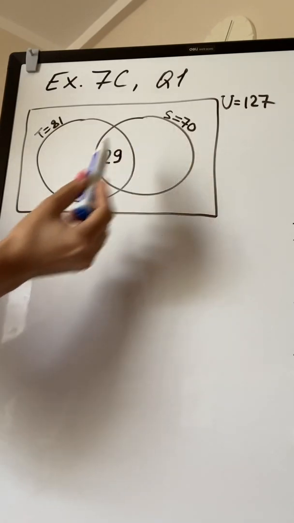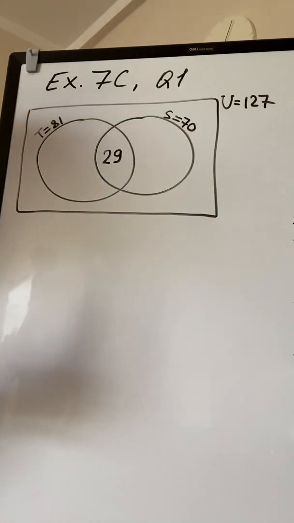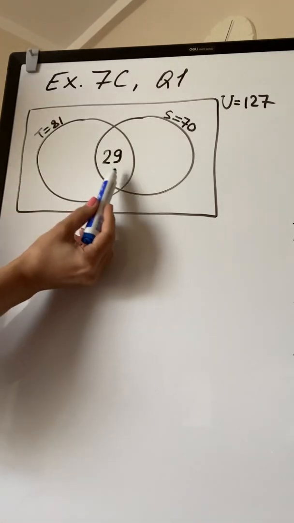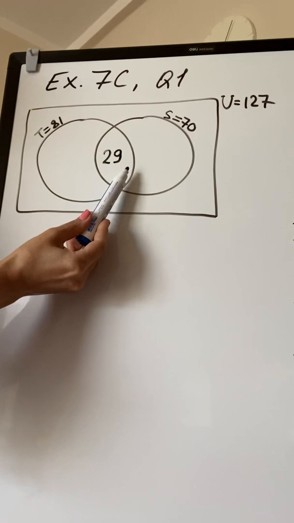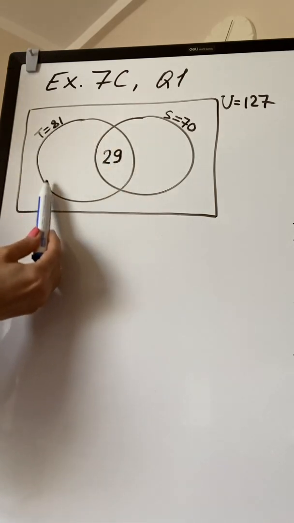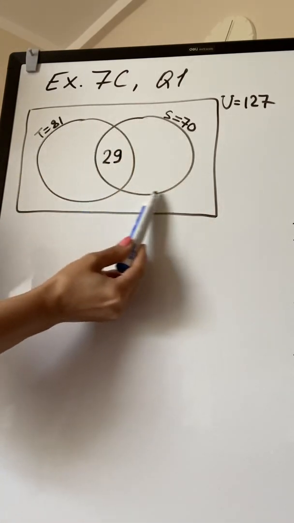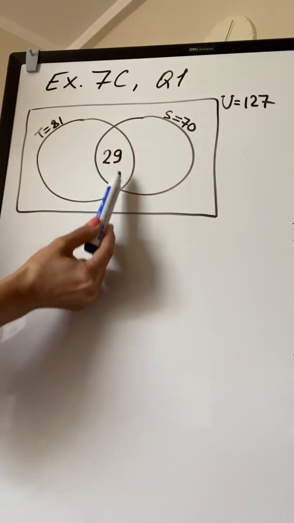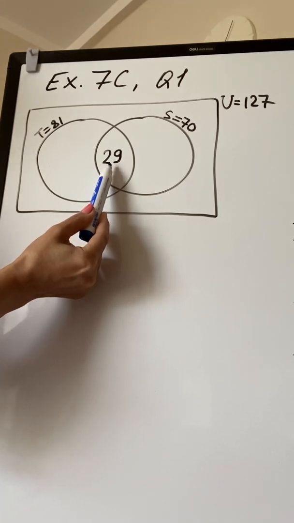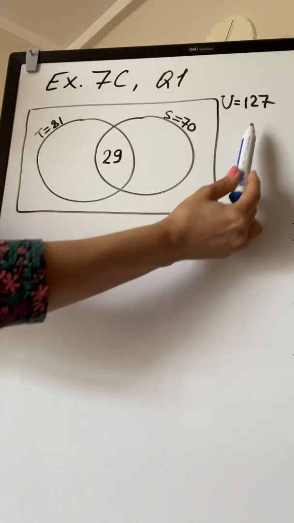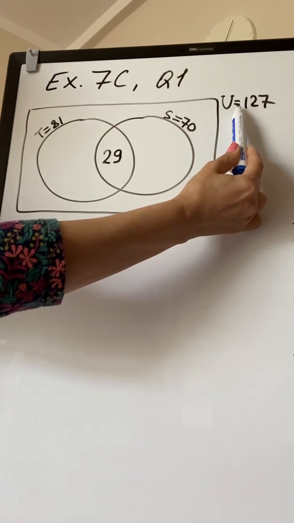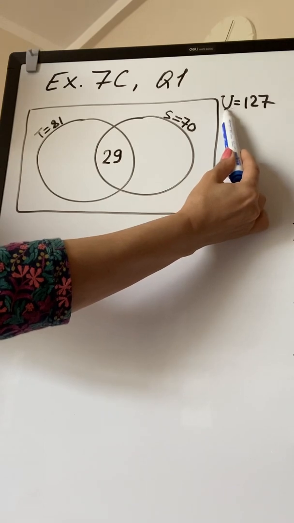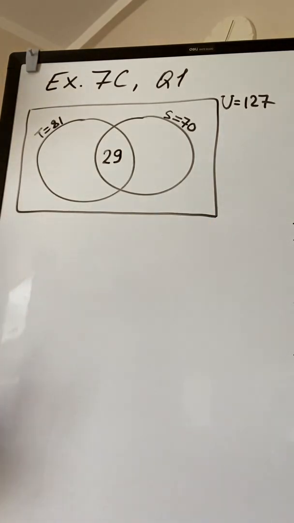Smartphone users, 70. They're also telling us that 29 people had both a smartphone and a tablet computer. Well, where is both? Where do these two circles overlap? That's one circle, this is another circle, so the middle bit is that. So we will write 29 exactly there. And very importantly, in the upper right hand corner, we will always record the total number. This is the sample space, U for sample space, 127.